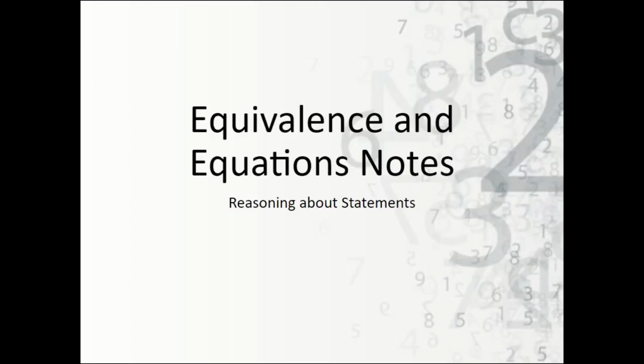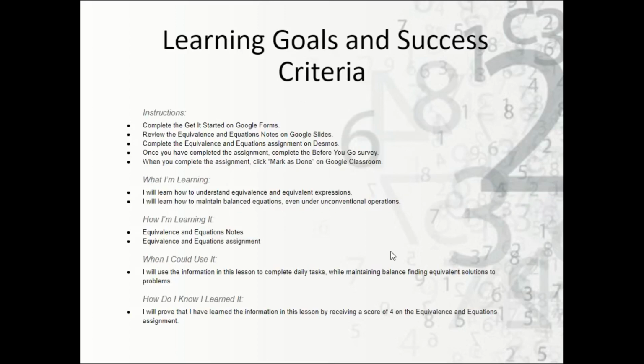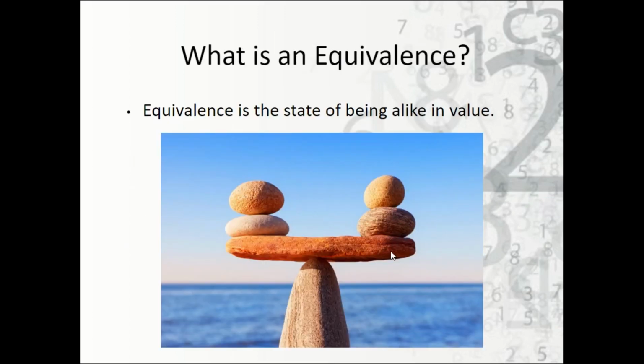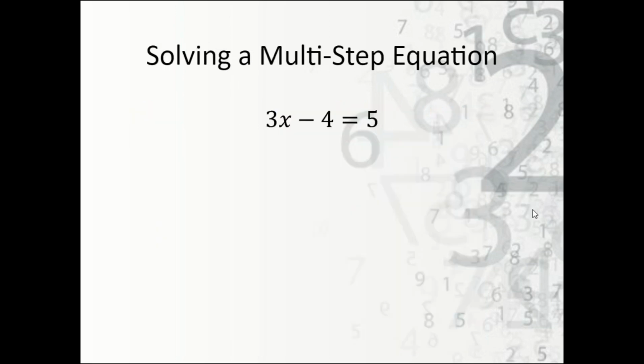Let's take a look now at the equivalence and equations notes. The notes begin with the learning goals and success criteria. Think of equivalence as being a state of being alike in value. So we have different rocks, and notice they're all different sizes here, but their weights balance out, so that's what we need to do. So if we take one rock off, we need to make sure we do it to the other side as well and keep everything balanced.